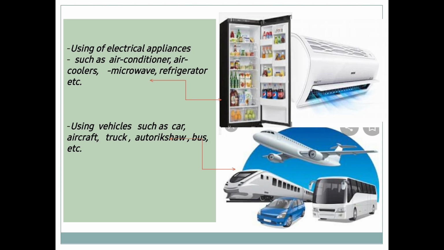Again, we can see the use of electrical appliances such as air conditioners, air coolers, microwaves, refrigerators, etc. As we have seen, in each and every house we need a microwave, a refrigerator, air coolers, air conditioners, and all these appliances that we are using are actually causing the greenhouse effect and the temperature rise. Again, using vehicles such as cars, aircraft, trucks, auto rickshaws, buses, etc.